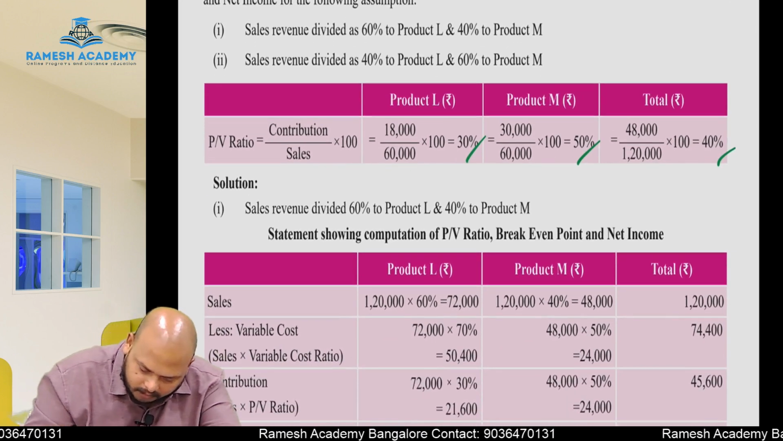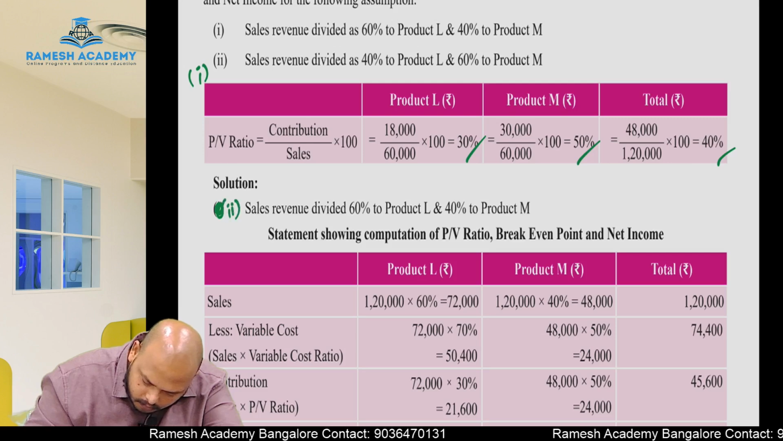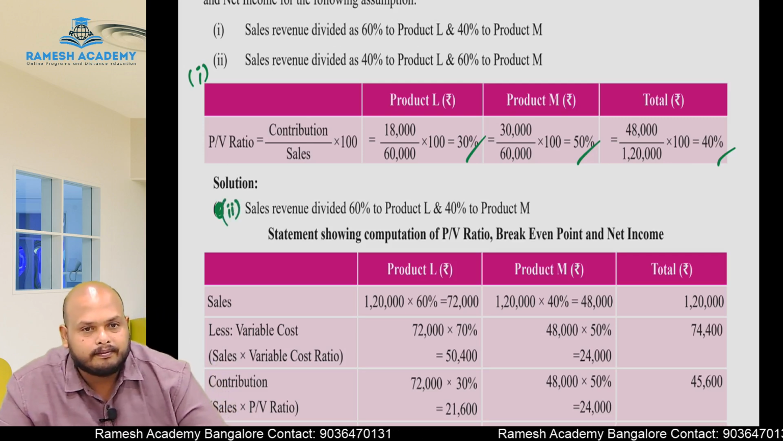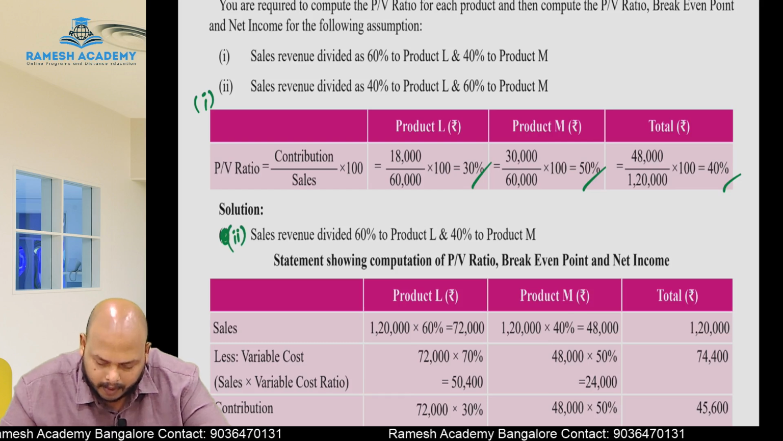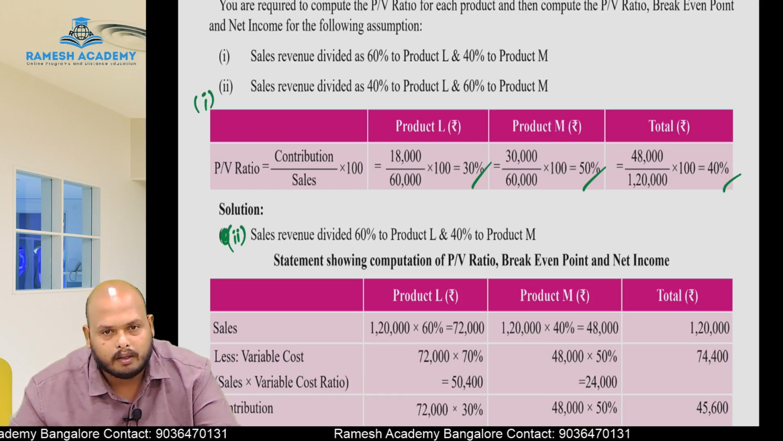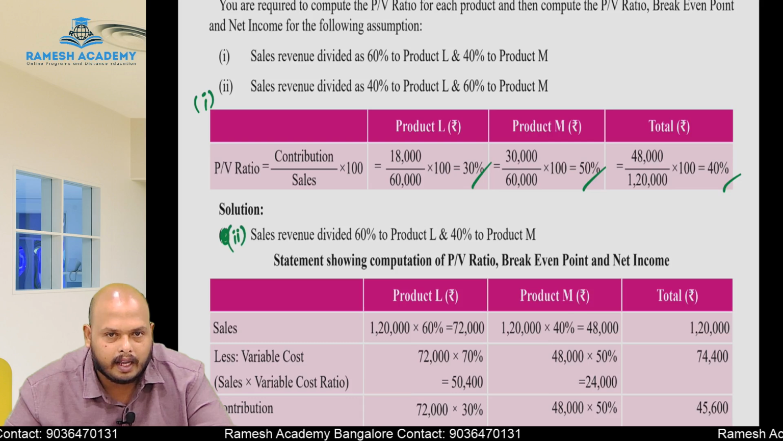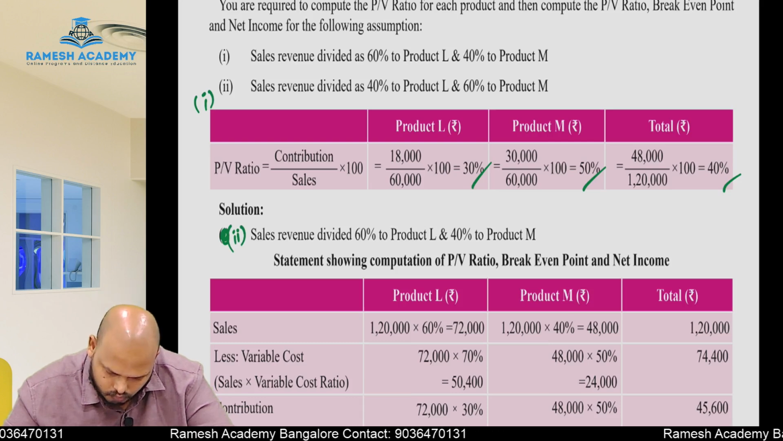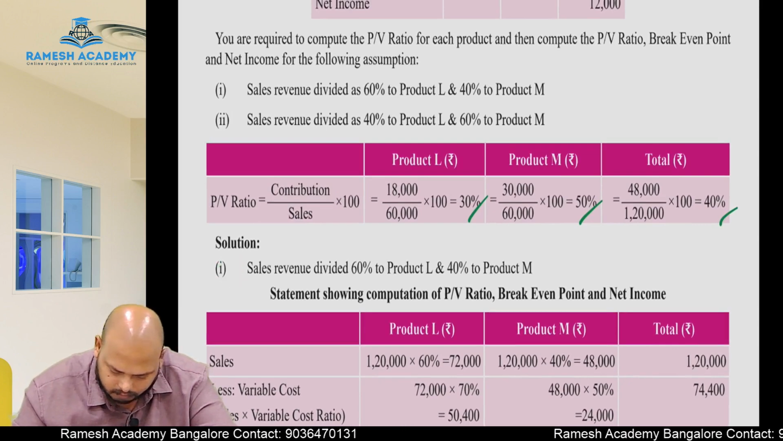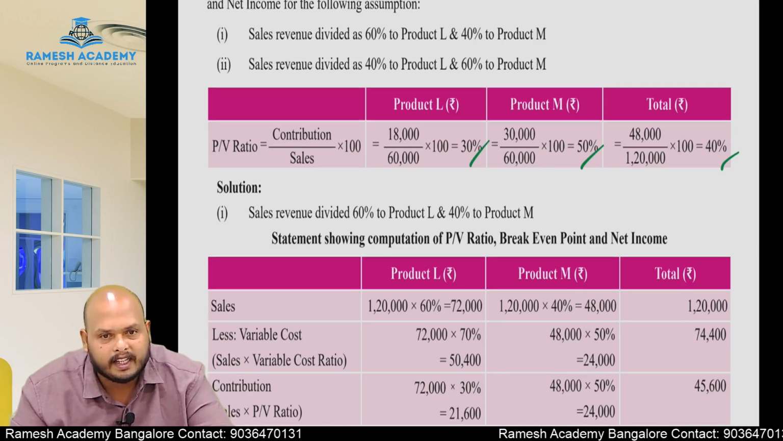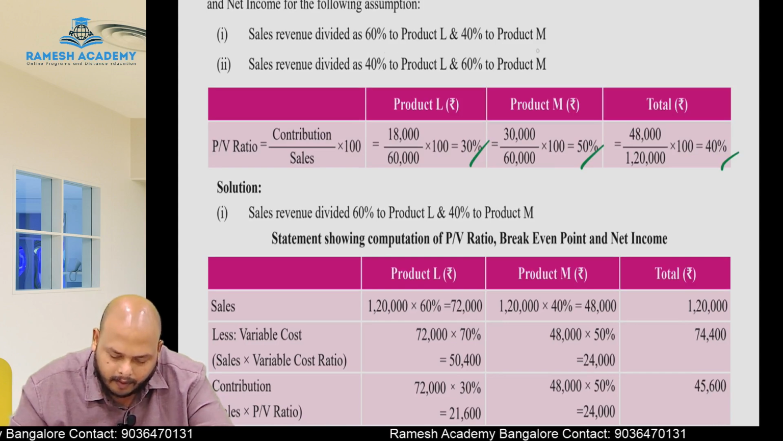See here, a lot of things he will do. Sales revenue is divided as 40% to product L and 60% to product M. Okay? So what is the first one? Sales revenue is divided as, okay, they did not give any number. He is correct only here. We only were wrong. See, he did not give any number. That is the reason directly he calculated. Sorry. Sales revenue divided as 60% to product L and 40% to product M.